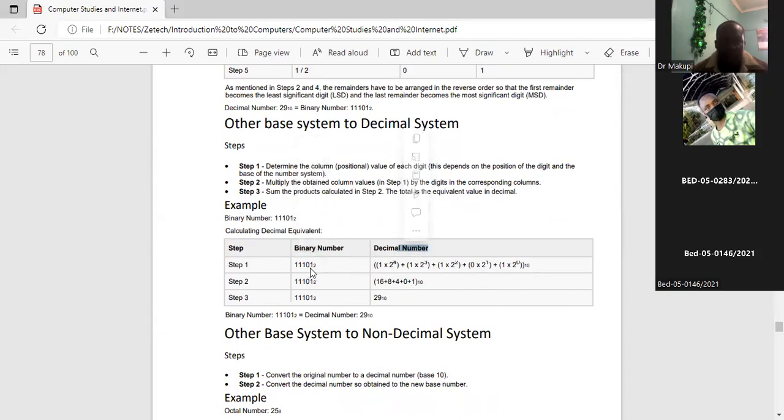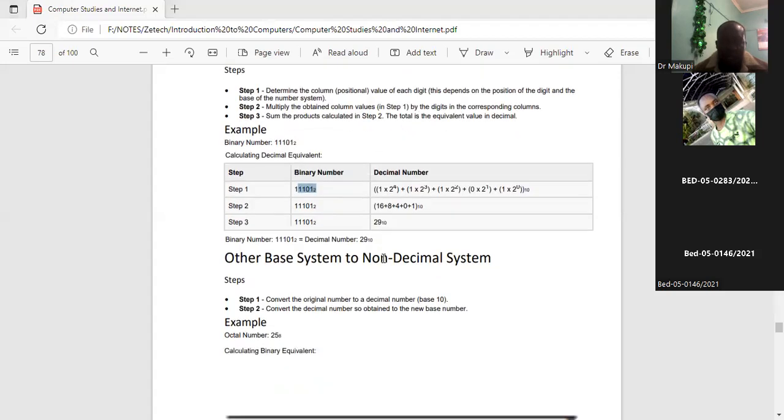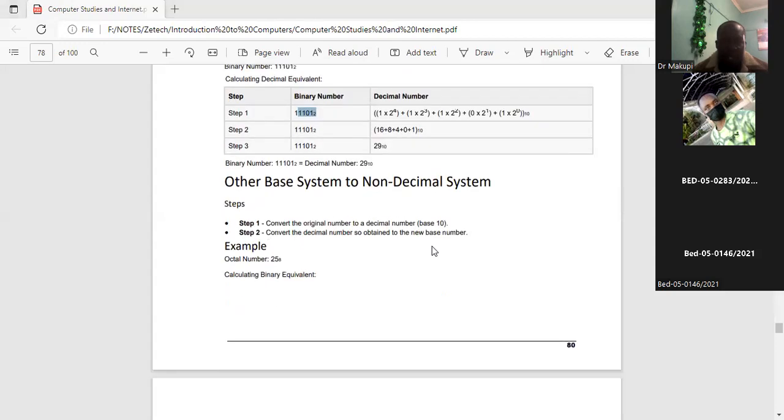We said you multiply by increasing powers of 2. So you can now see here, we are multiplying 1 by 2 raised to 0, 0 by 2 raised to 1, 1 by 2 raised to 2, like that, increasing powers of 2, so that you can change the binary number to its relevant decimal number. Hope that one is very clear now.